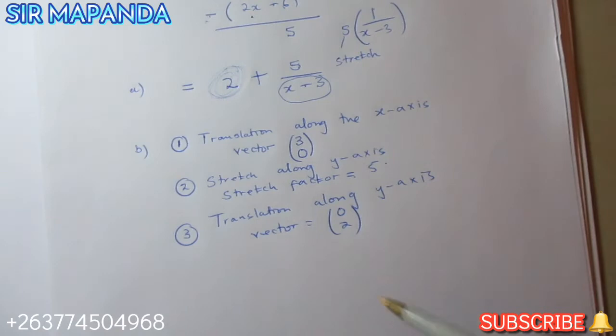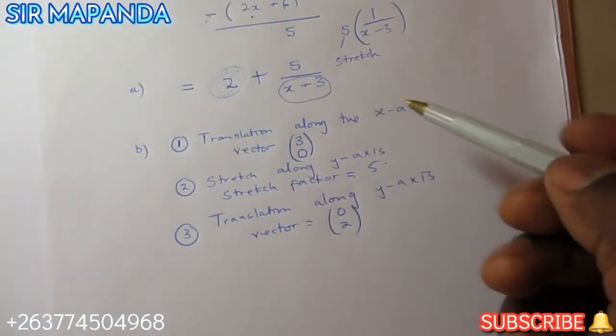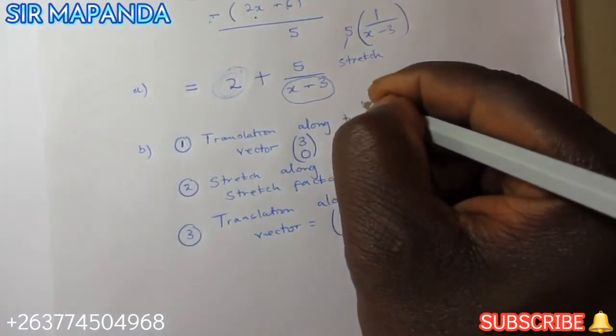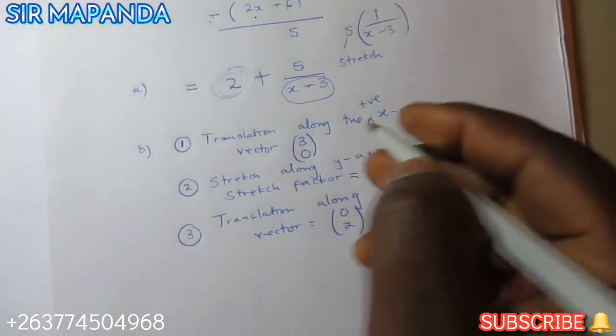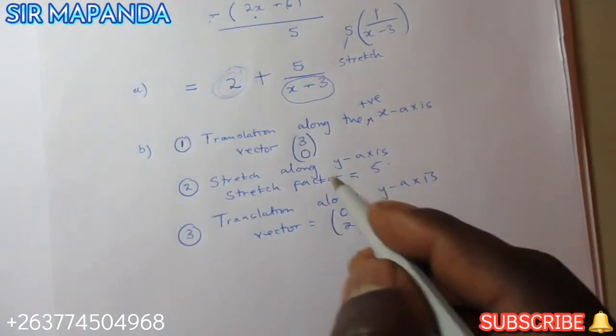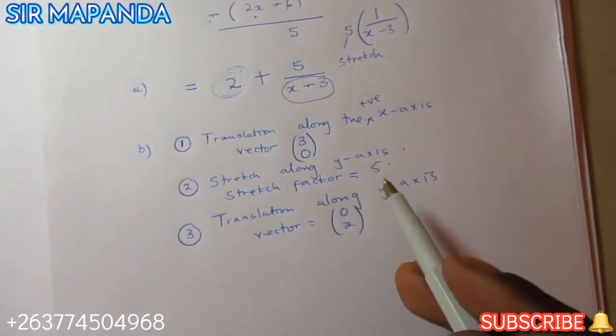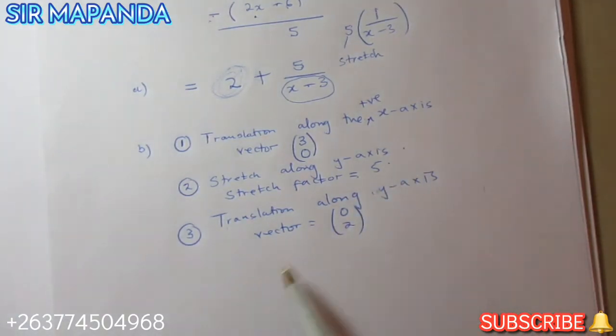Right. So to be specific, you can say translation along the positive x-axis direction. Stretch along the positive y-axis direction. Translation along the positive y-axis direction. Then your vector is 0 and 2. So this is how you are supposed to do.